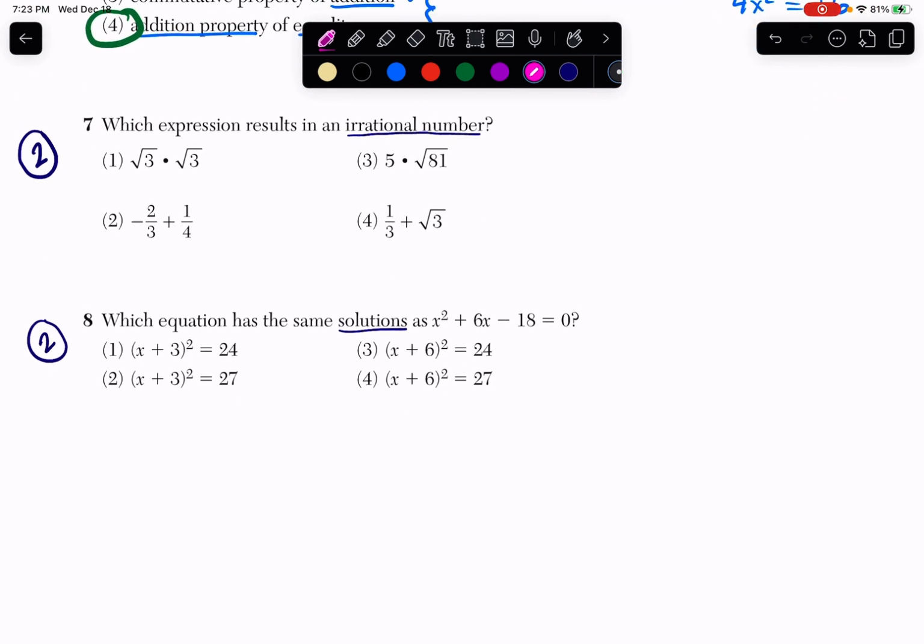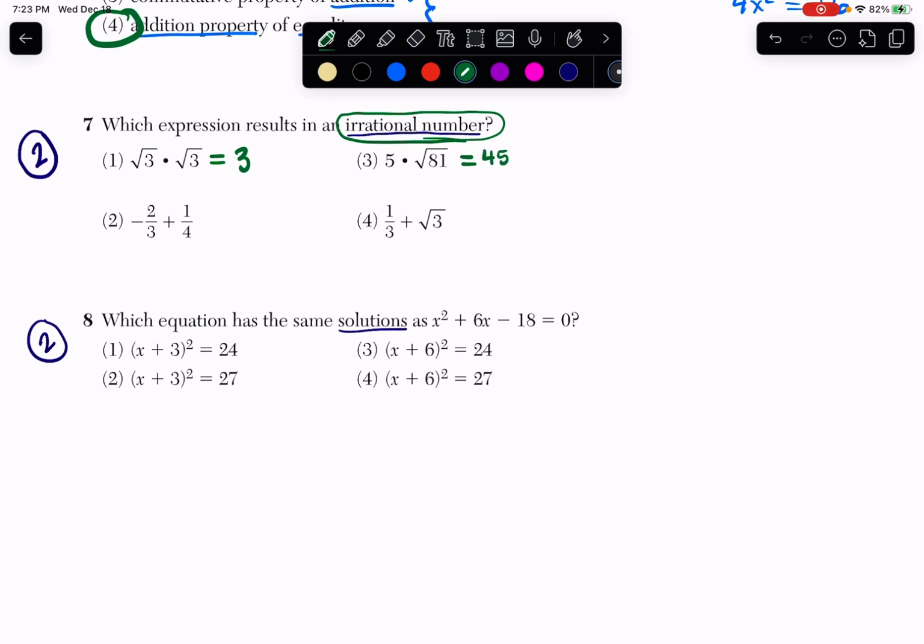Number 7, which expression results in an irrational number? I put this as a category 2 because some people might remember this from middle school, but even if you have never heard the word irrational before, we have 4 numbers, and they're asking us which one is a certain type of number. What we can do is type all of these in just to see which one looks different. So if I type in radical 3 times radical 3 in my calculator, and I hit enter, I get 3. If I type in 5 times radical 81 in my calculator, I get 45.